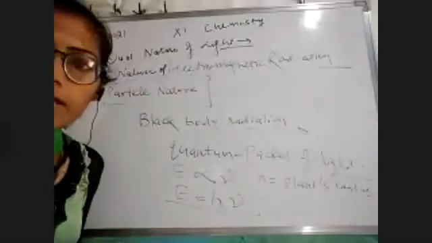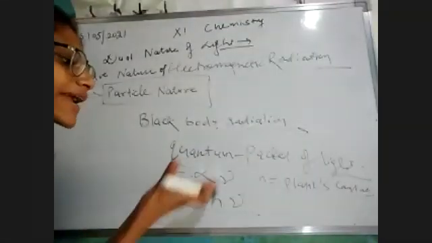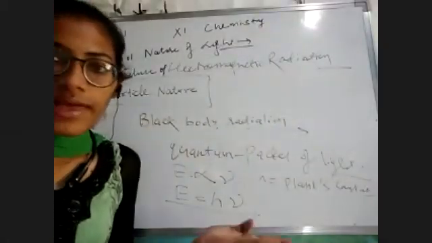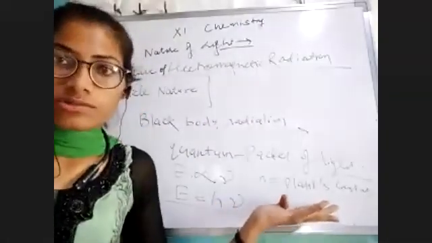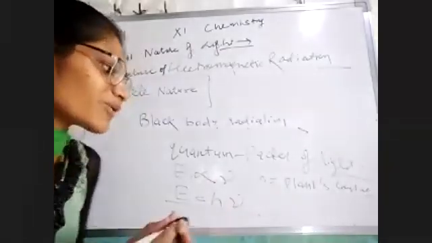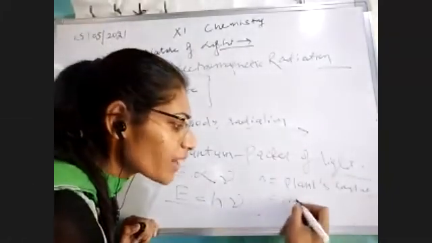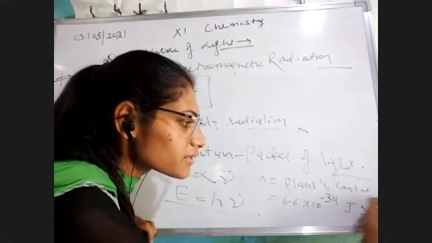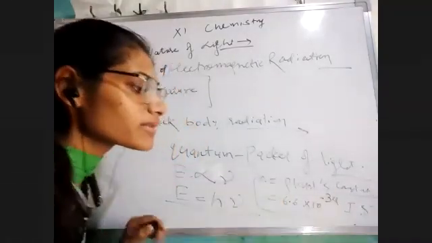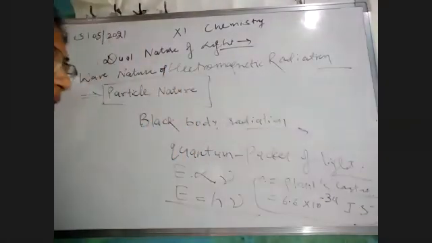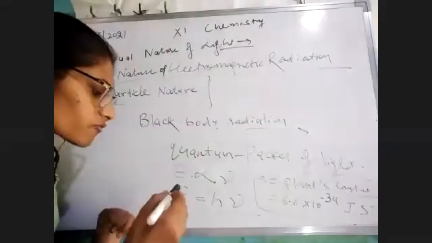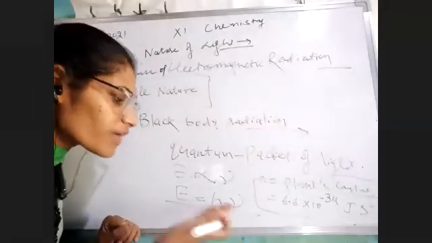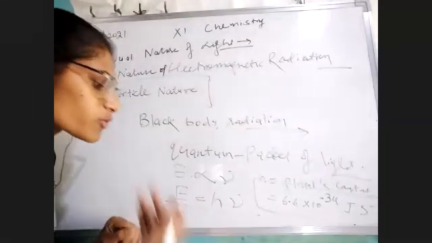Since Planck was the scientist who gave the idea about quantum and about the black body, we have given his name to h, Planck's constant, which you have to remember, which equals 6.6 into 10 raised to power minus 34 joule second. You have to remember the h value. Now if we have E and h, we can calculate nu, or if we have nu and h, we can calculate E.